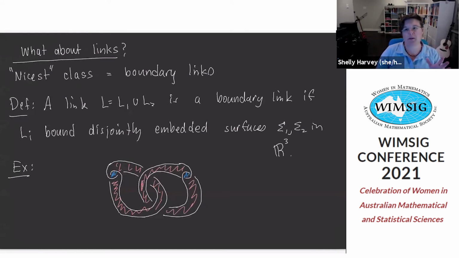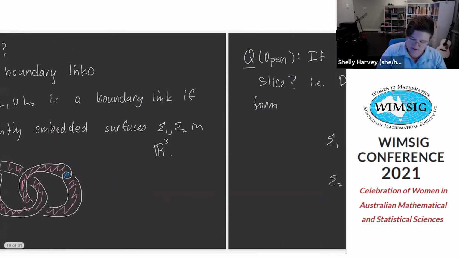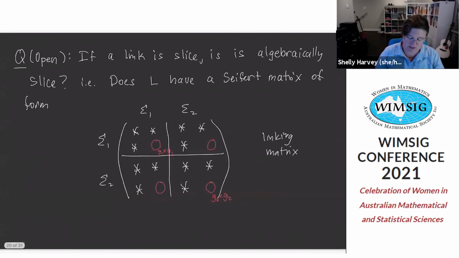can form a really big matrix where I have different components, so something like this. And it turns out if a link is slice, then we don't know that it's algebraically slice. So that's an open question. In particular, we want to ask, if a link is slice, do we know we have a matrix of this form, which would be the equivalent thing that we have for knots? So that's open, and I don't know the answer.